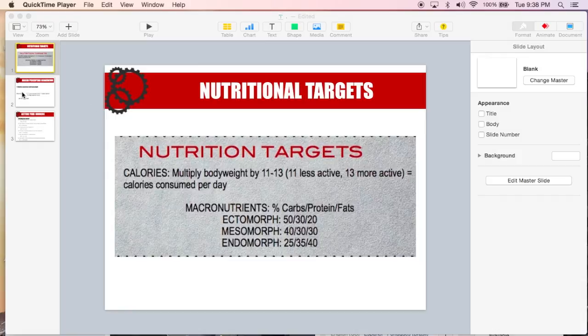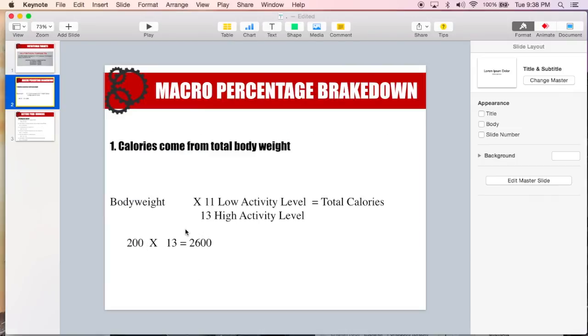Now here's how we do all this stuff. I already kind of filled it in, but I'm gonna walk you through it. This is for me. Again, I'm 200 pounds. I consider myself highly active. I work out 5 to 6 times a week. I coach on the floor anywhere from 4 to 6 hours a day, and I ride my bike to the gym. It's about 2 to 3 miles there and back. So I consider myself highly active. This is the amount of calories that I came out to in order to lose weight. I'm at 2,600. So 200 multiplied by 13 came out to 2,600.